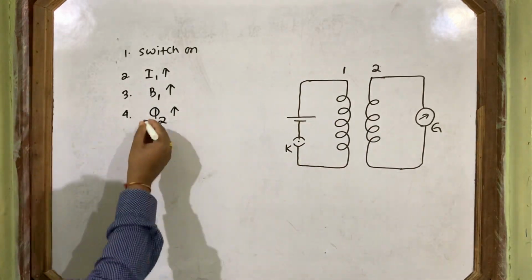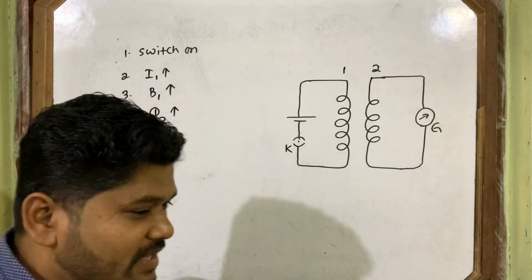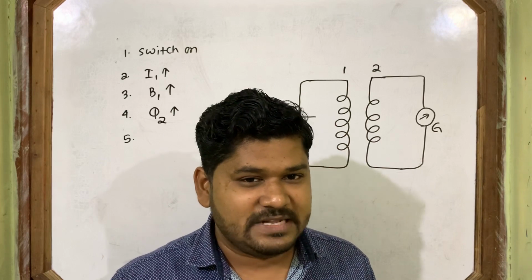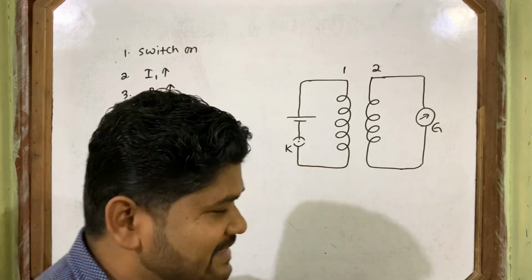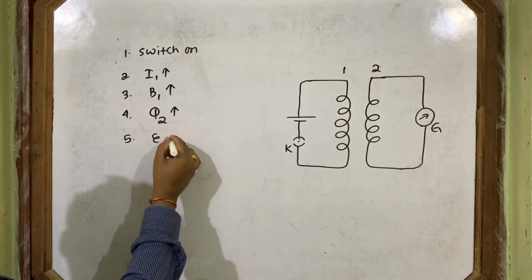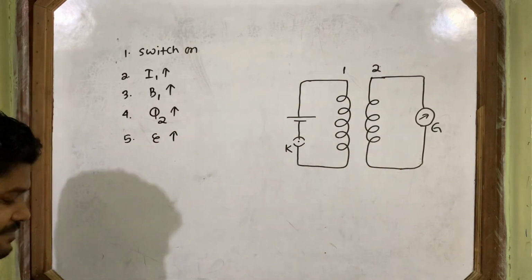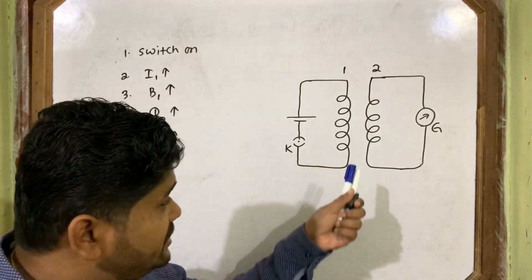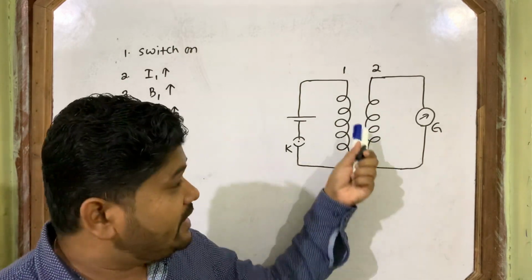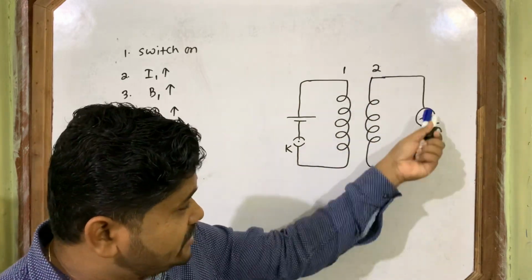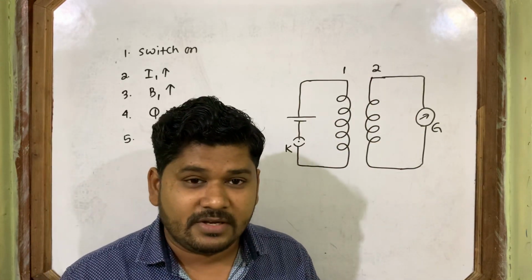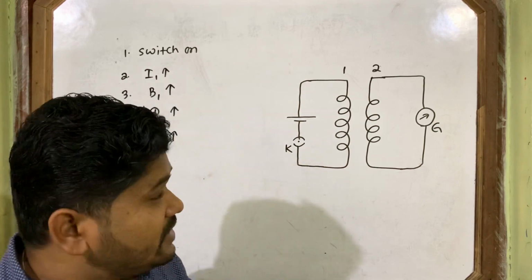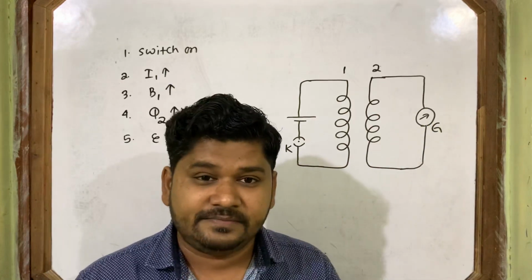When flux increases in the second coil, immediately Faraday comes with his first law. When there is change in flux, there is EMF induced. So now EMF is induced in the second coil. Here EMF is induced? Yes. And if EMF is induced and the circuit is closed, current is also induced. You can detect that current with the help of this galvanometer.